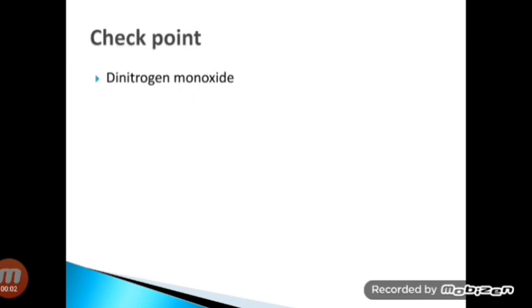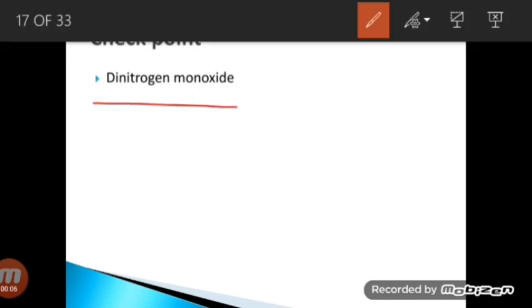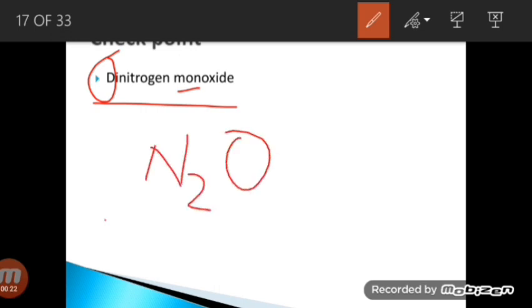So this is the checkpoint, dinitrogen monoxide. In order to write down its chemical formula, here you can see this di is used as a prefix in order to represent the number of nitrogens in the compound, whereas this monoxide is used as a prefix to indicate the number of oxygen in the compound. So the formula will be N2O. Why will it be N2O? Because dinitrogen monoxide means this 2 will be used as a subscript in order to indicate the number of nitrogens, and monoxide means 1 oxygen will be there.